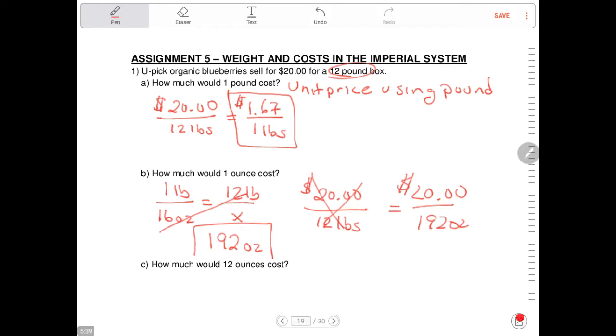If you want the unit price per ounce, you would simply go 20 divided by 192, and that's going to give you about 10 cents per 1 ounce. Very simple, everyone. You're simply just moving back and forth between units of weight and then using your knowledge of unit price. Let's give you some practice with this.